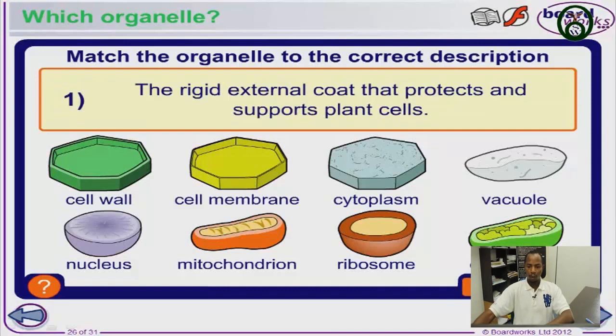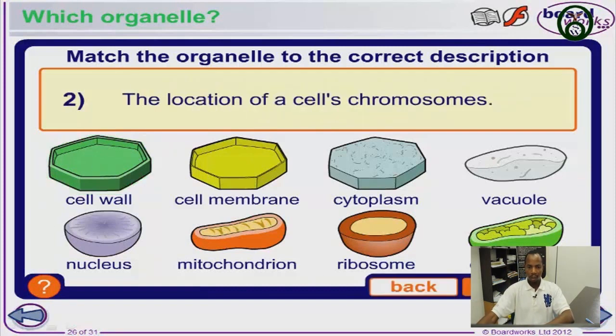Now, first of all, we say the rigid external coat. Which of these carries that out? The cell wall, which is this. Then we go to the next question. The location of the cell's chromosomes. Which of these contains the cell's chromosomes? Is it the nucleus? Yes, great. The nucleus contains the cell's chromosomes. You remember, the chromosome contains the DNA.